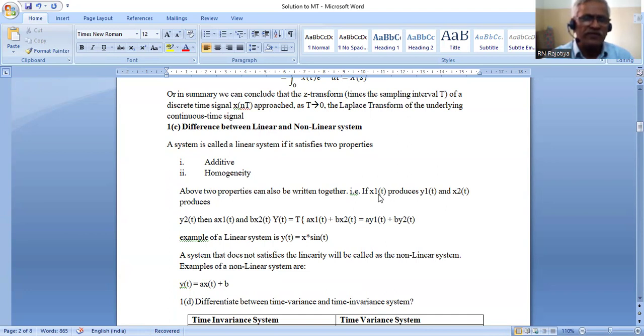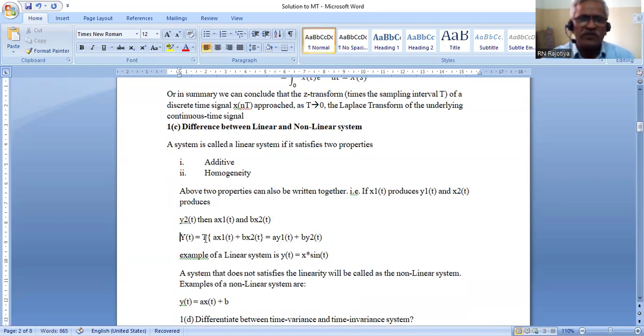Now suppose the excitation x1(t) produces the response y1(t) and the excitation x2(t) produces y2(t). Then A times x1(t) plus B times x2(t) will produce the signal y(t), which is a transformation combining the homogeneity and additive property of x1(t) and x2(t), and which can be written as A times y1(t) plus B times y2(t).